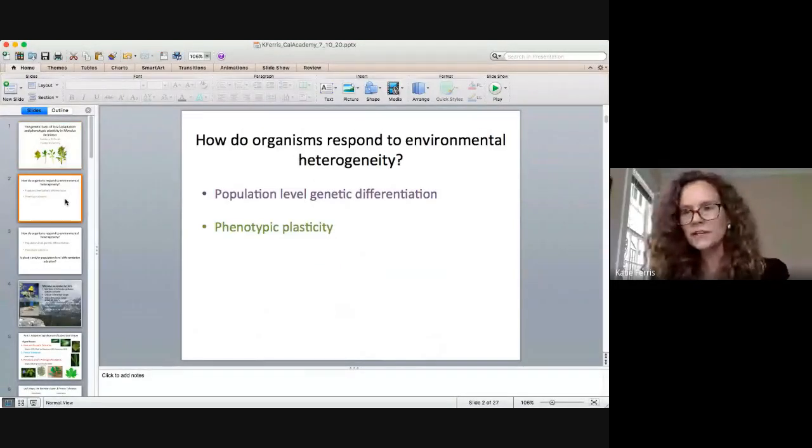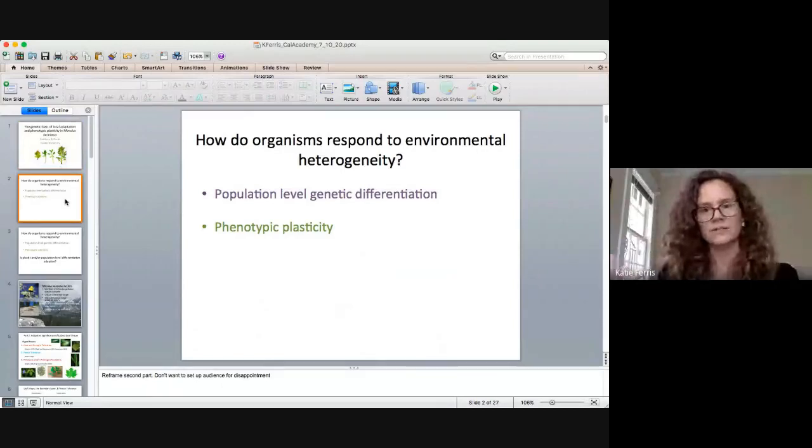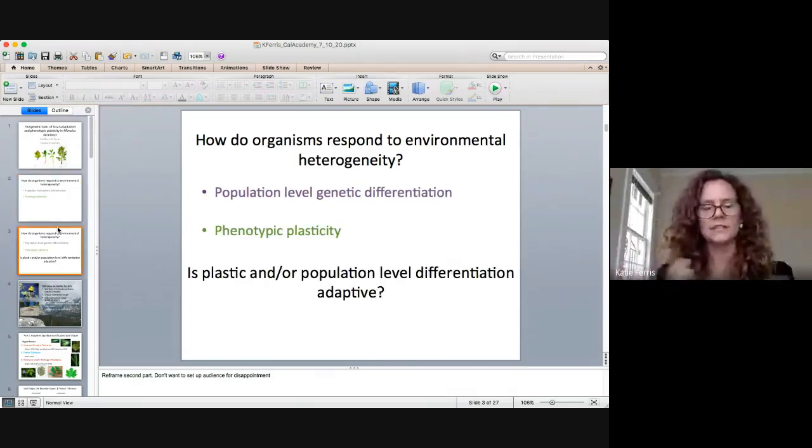So when we think about how organisms respond to environmental heterogeneity, there's really two main categories that people in my field of evolutionary genetics study, and that's population level genetic differentiation or phenotypic plasticity. And what we really would like to know as evolutionary biologists is, is this plastic and or population level differentiation adaptive?